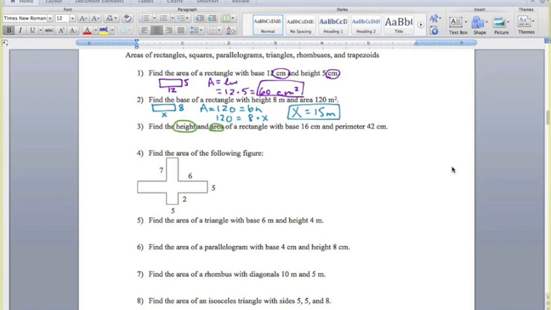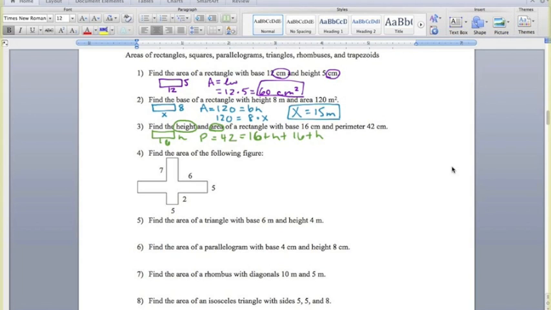Of a rectangle with a base of 16 and a perimeter of 42. Perimeter means add up around all the edges. So perimeter would be a 16 plus a height plus a 16 plus another height if we're going around this thing. Or if you look at the formula sheet on the front, it says 2 lengths plus 2 heights. It's the same thing. We're adding up around all the edges. We have 2 of the lengths and 2 of the heights.